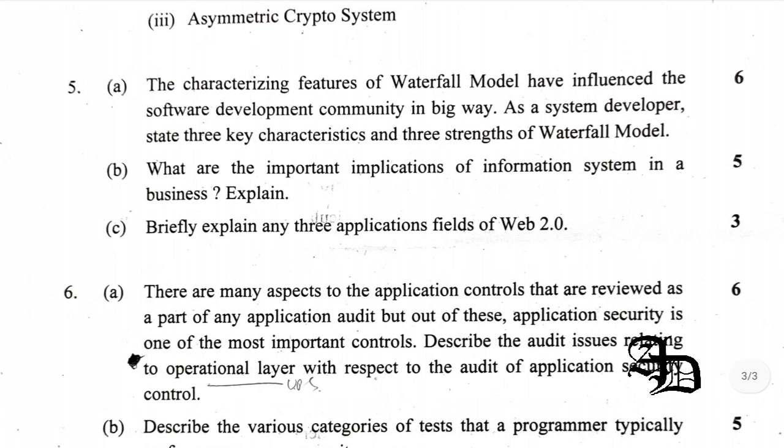Fifth C was related to briefly explaining three application fields of Web 2.0. It was quite a logical and simple question with respect to the answer; it could be social media, marketing, and education.